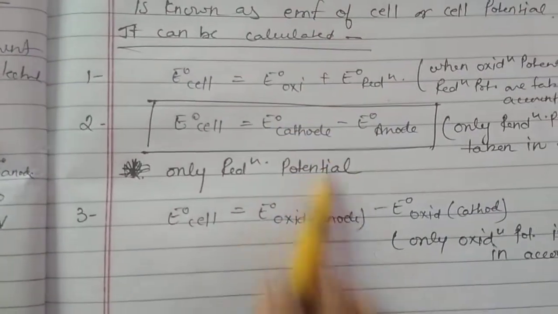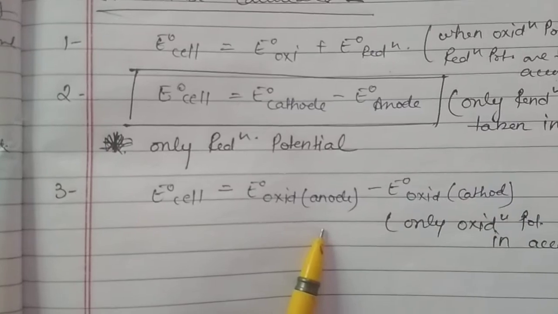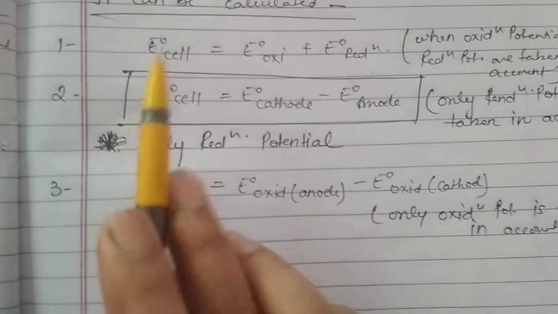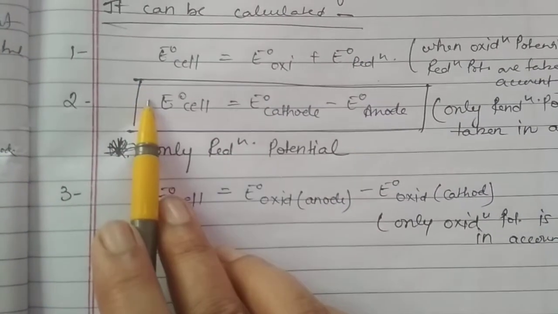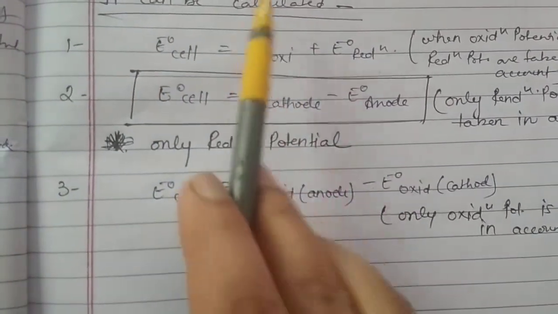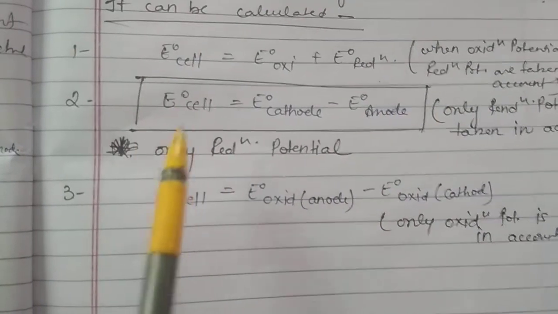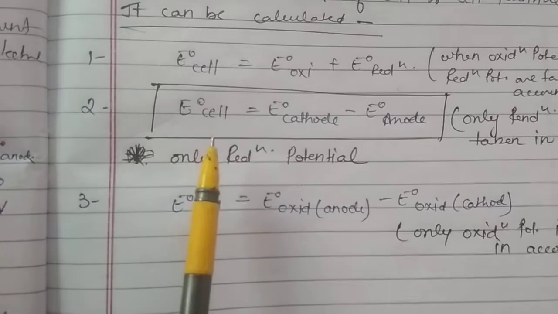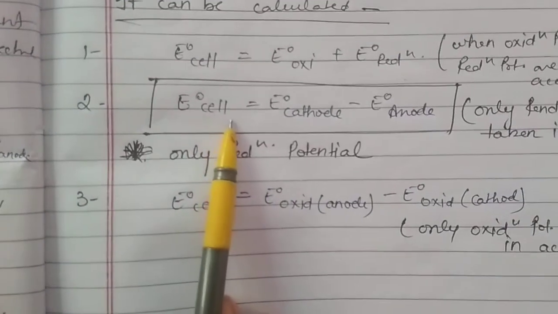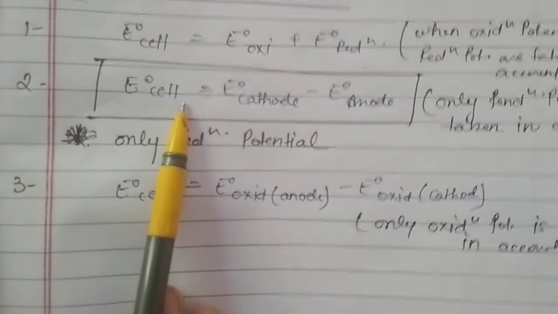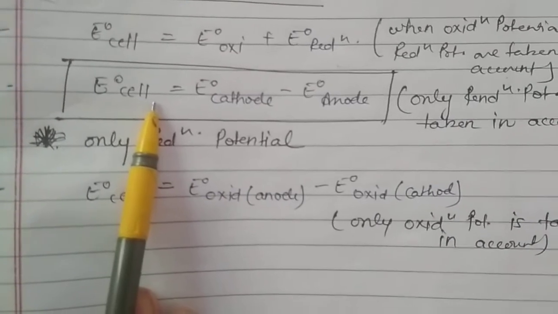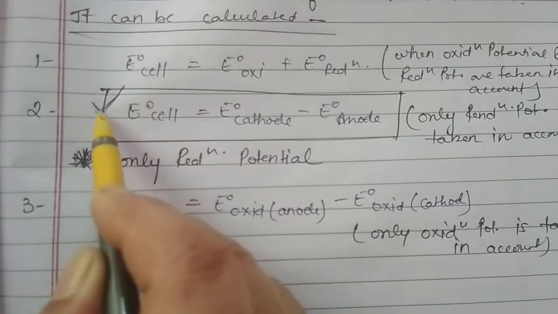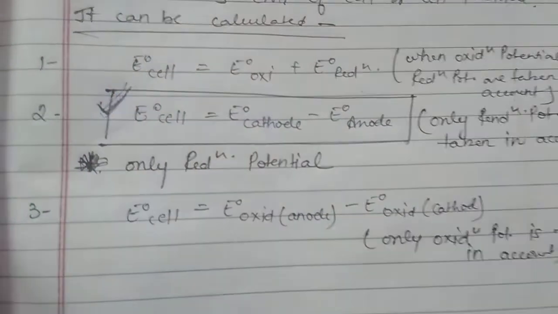So there are three ways by which we can calculate the E naught of the cell. But I again say we must prefer the second formula, because in the questions we are given only the reduction potential. If we use the other two formulas, we have to convert that reduction potential into oxidation potential by changing the sign. We must remember that, and many times students forget to change the sign, and the answer becomes wrong. So I emphasize that we must use this formula to calculate the E naught of the cell.